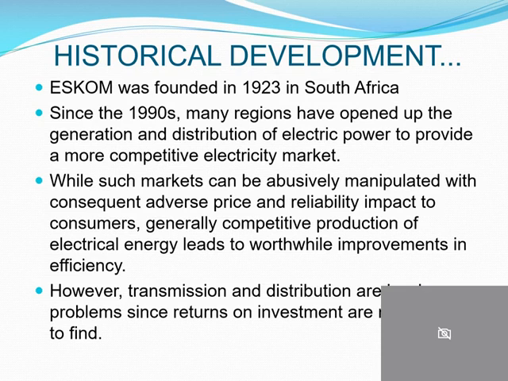In South Africa, we have what we call ESCOM, which is really the entity that drives electricity in the country. ESCOM was founded in 1923, and since the 1990s, many regions have opened up the generation and distribution of electricity power to provide a more competitive electricity market. Now, what are those regions that we're talking about since the 1990s?